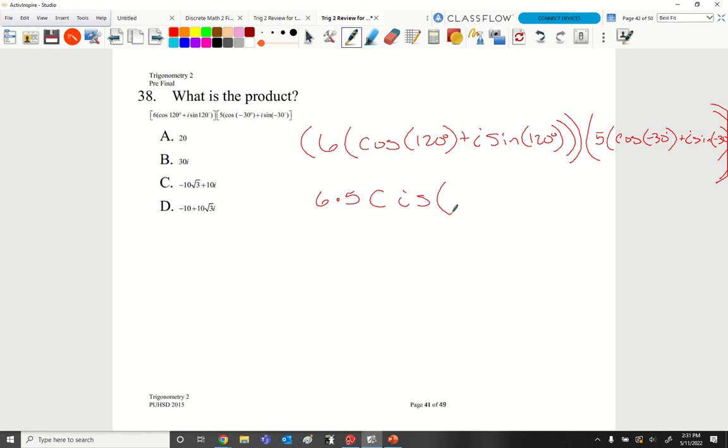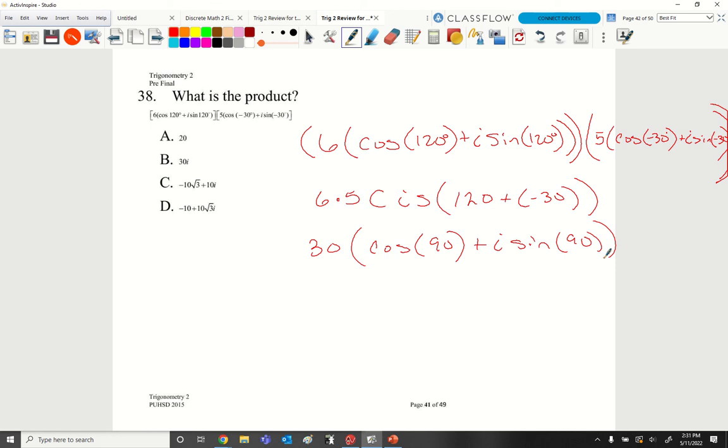As you should, Tony. Yeah, I'm gonna have to. 120 plus negative 30. So this is what the product rule for this looks like. Doing it by hand is a whole lot easier. So 30, and then I'm going to write it all out. Cosine 120 minus 30 is 90, plus I sine of 90.